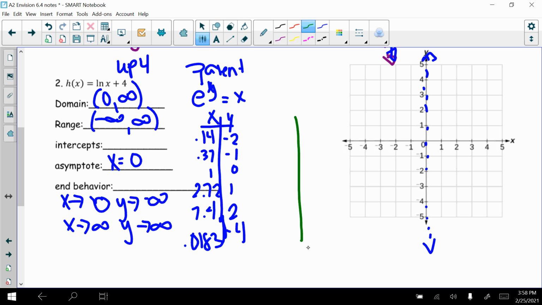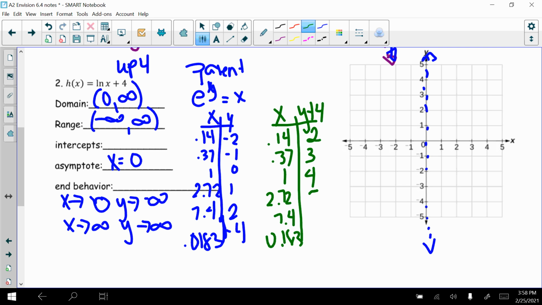So now we're going to do our new xy table. Our x's are going to stay the same. Our y's are just going to get 4 added to them. 0.14, 0.37, 1, 2.72, 7.4, 0.0183. So -2 plus 4 gets me 2. -1 plus 4 is 3, 4, 5, 6. The -4 plus 4 gave me the 0.